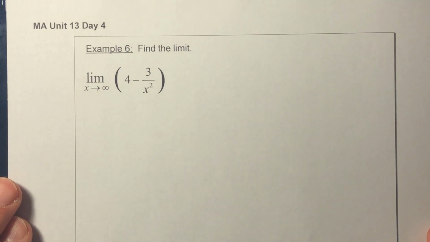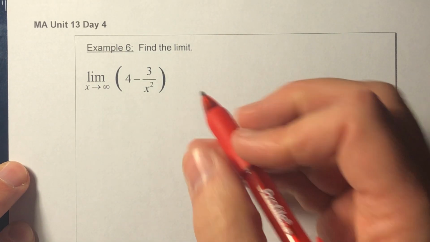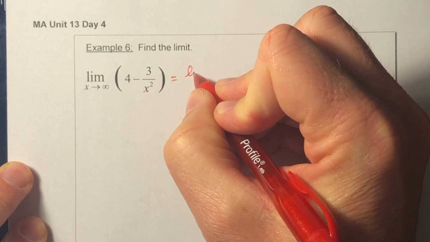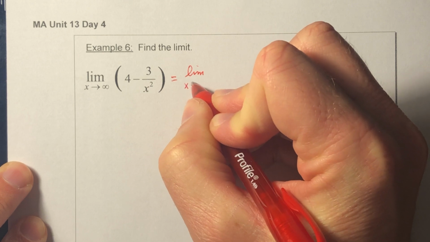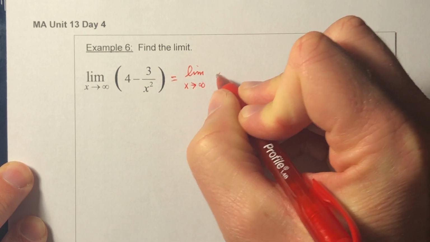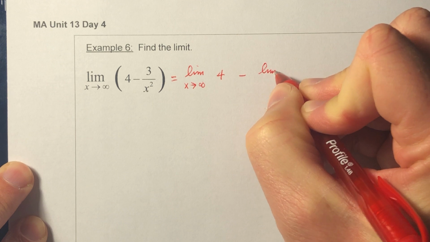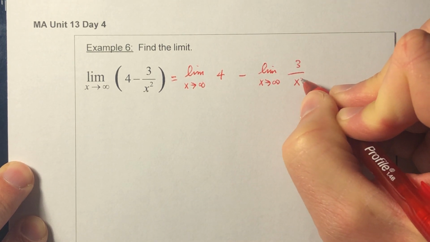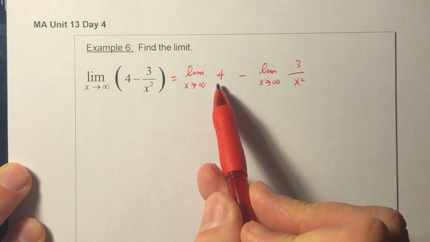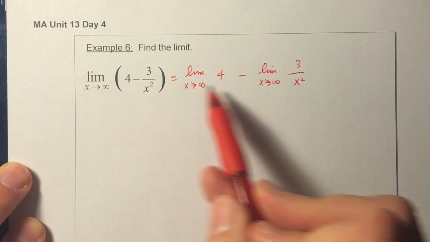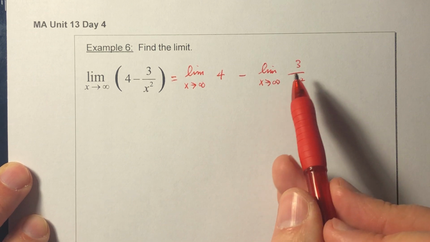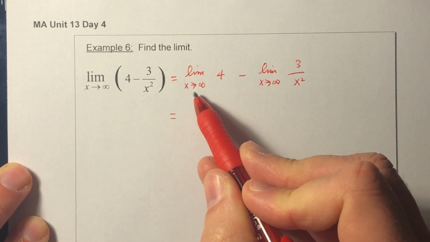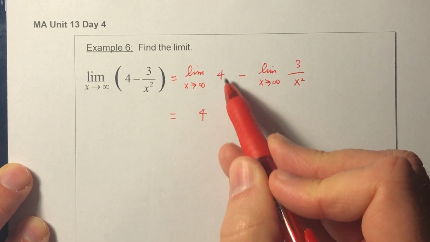So example 6. We want to find the limit as x approaches infinity. Now, we can actually separate this. So we've got the limit as x approaches infinity of 4 minus the limit as x approaches infinity of 3 over x squared. Now, this one's just going to be 4. The limit as x approaches infinity, you just get 4, that's it.